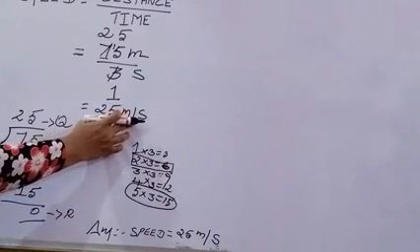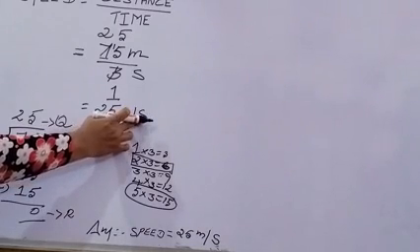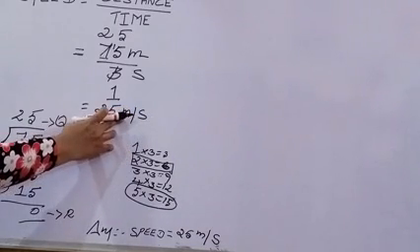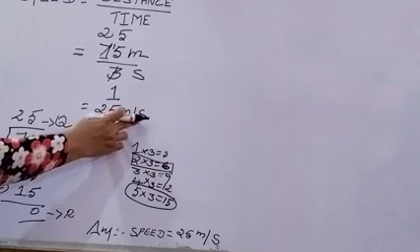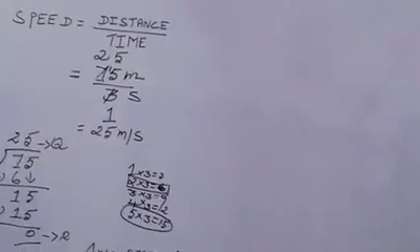The second should come in the denominator only. In the numerator, the meter has come. So meters per second. That is very important. Children, in this session, you studied how to find the speed when they are given the distance and the time. I hope you all learned well. Thank you, children.